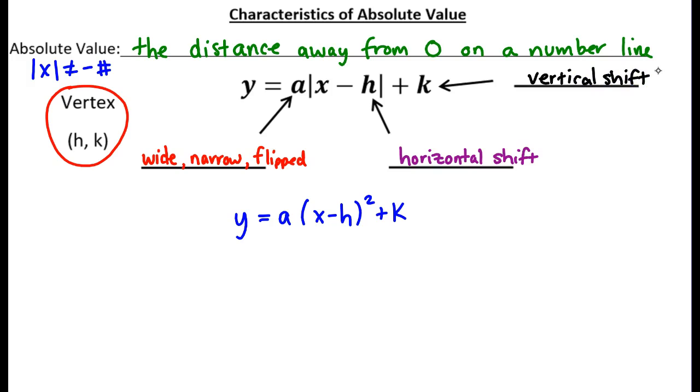Okay. So remember, a is going to be wide, narrow, or flipped. h is going to be a horizontal shift, and k is going to be a vertical shift. Very, very similar to the a, the h, and the k in a quadratic function. So let's take a look at a couple of examples.